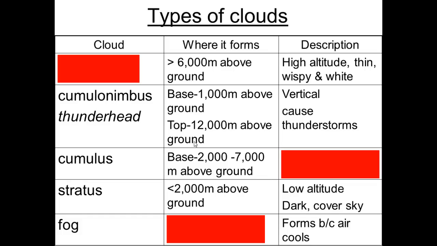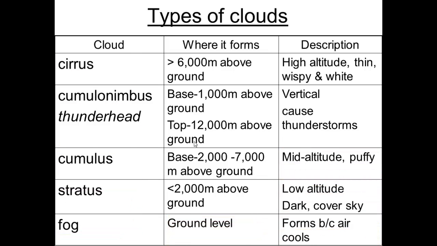Here's the chart of the types of clouds. Please fill this in your notes so that you have all of this information. The first type of cloud is called cirrus. High-altitude clouds form more than 6,000 meters above ground. Cirrus clouds are high-altitude clouds that are thin, wispy, and white.